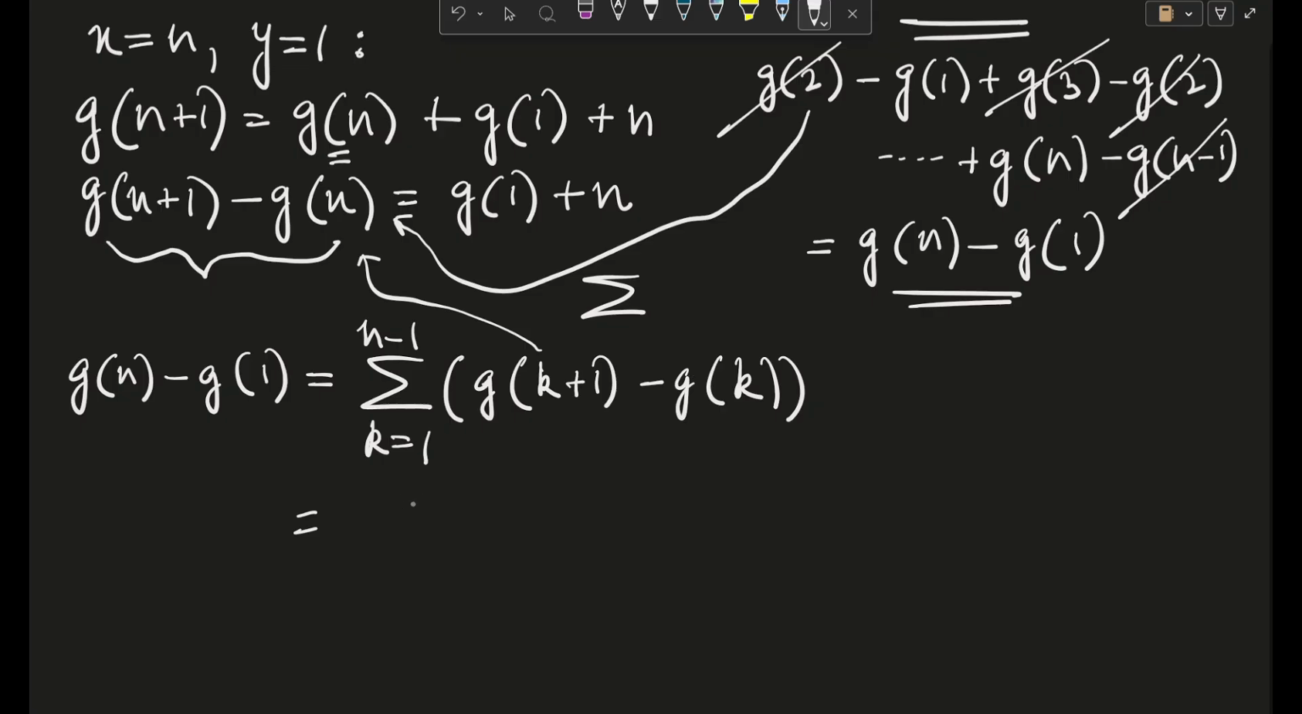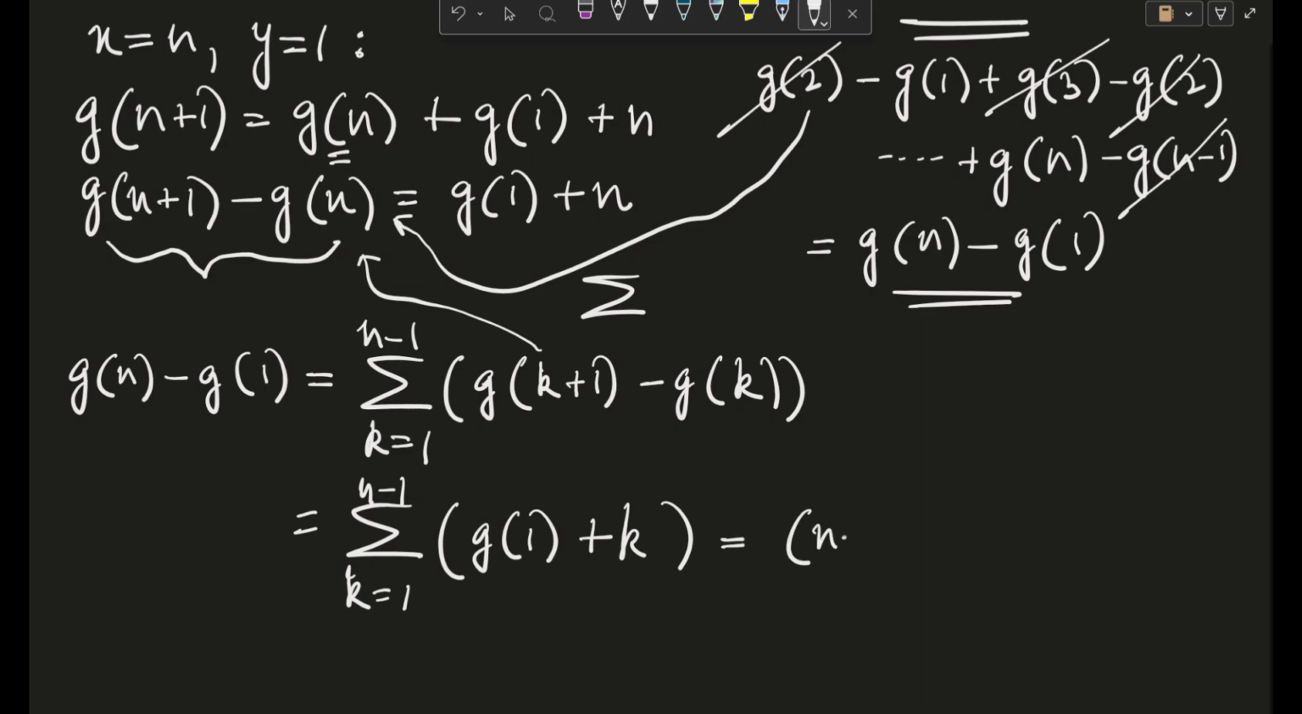So I guess now this thing can be written as sigma k equals 1 till n minus 1, and because this thing is equal to this thing, we can write this bracket as g of 1 plus k. So what we will do now is sum this thing up. This will be n minus 1 times g of 1, because g of 1 is a constant anyway, and this is k summed from 1 to n minus 1, which is n into n minus 1 by 2.